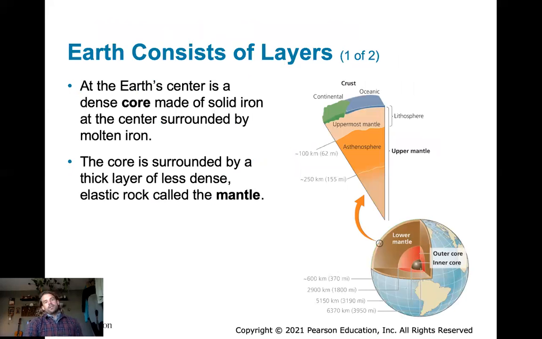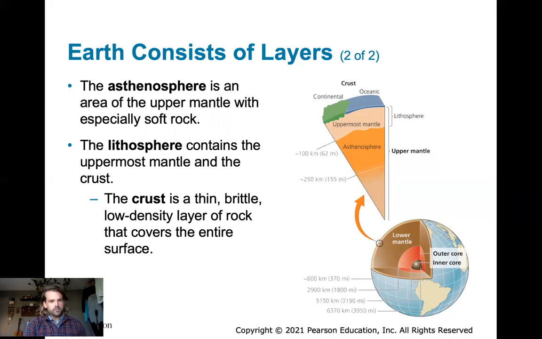planet work? At the Earth's center is a dense core made of solid iron, surrounded by molten iron, and the core is surrounded by a thick layer of less dense elastic rock called mantle. Okay, and the mantle is probably what you're most familiar with. The asthenosphere is an area of upper mantle with soft rock, and that's in this zone here, whereas the lithosphere contains the uppermost part of the mantle, and up here is what we actually interact with. You're standing on the crust and the lithosphere.